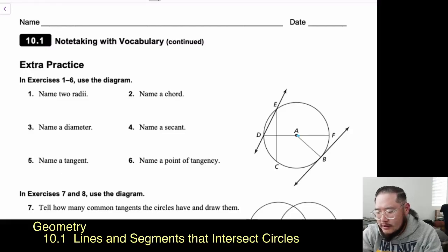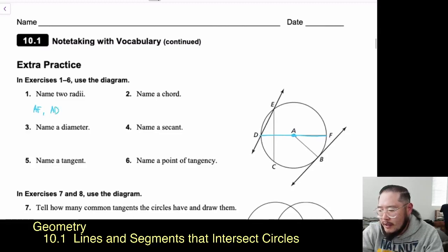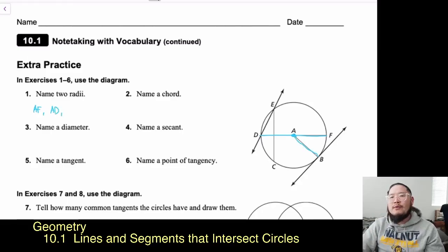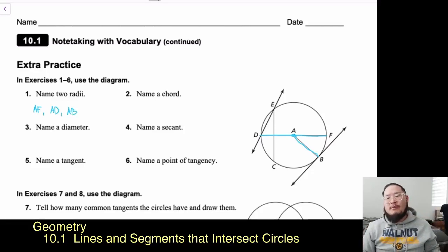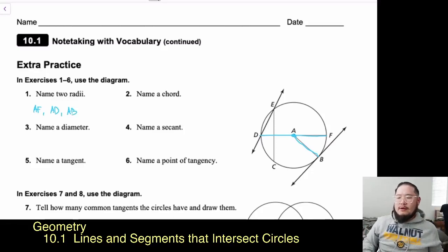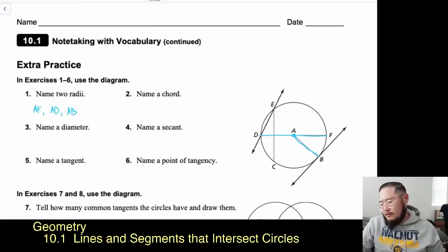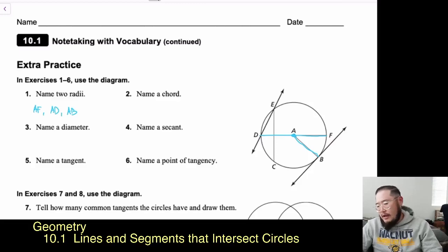I see that there's AF. Segment AF is a radius. Next, you see that segment AD is a radius. And so is segment AB. There you have it, we've got 3 radii. Remember, a radius starts from the center, so I want to use that point first, and then go out towards the endpoint on the circle.